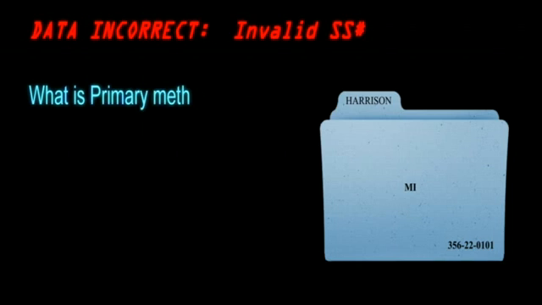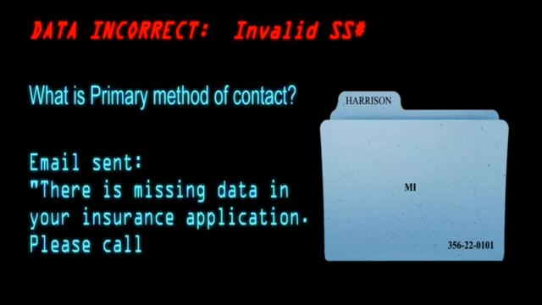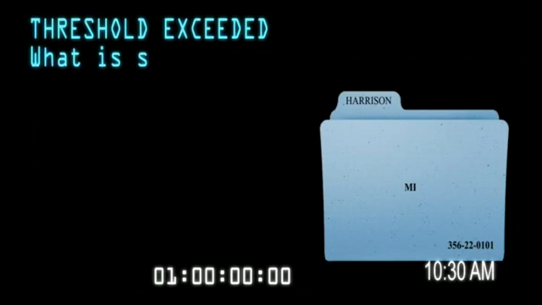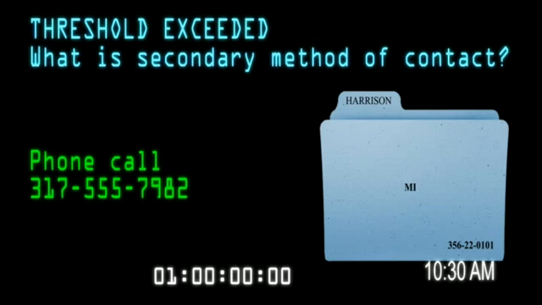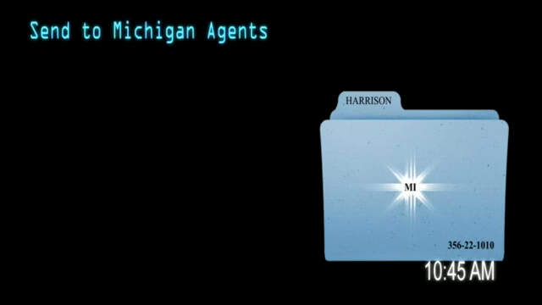IPA automatically reaches out to the customer using their preferred method of contact. Now, Mr. Harrison prefers email, so IPA generates a message asking Mr. Harrison to call back and correct the error. As the message is sent, IPA starts a timer and waits to see if the customer will respond. And once the configured threshold of an hour is reached, IPA escalates the issue to the second preferred method, which is a phone call. IPA then places an outbound call and connects Mr. Harrison to an available customer service representative. The Social Security number is corrected, and the application moves on.